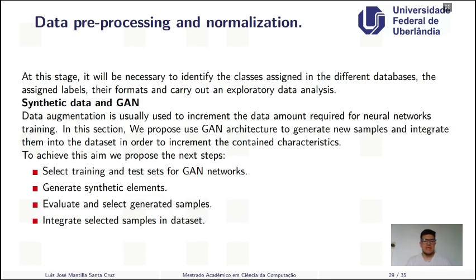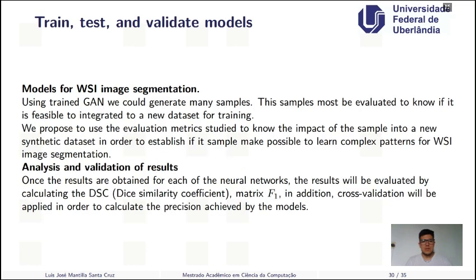Well, preprocessing data. This is the most important part. We will use GANs to generate synthetic data. To achieve this aim, we propose the next steps. First, select training and test sets for the GAN networks, generate synthetic elements, evaluate and select generated samples, and integrate some selected samples into the dataset for training. Then train, test, and validate models.